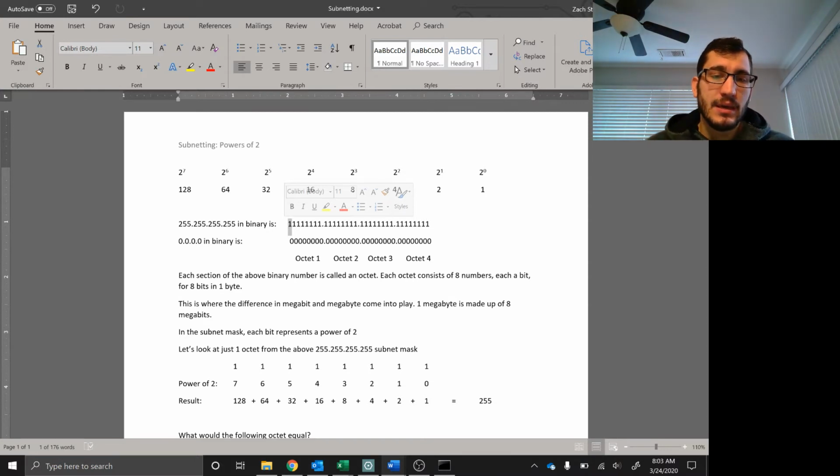If you have a 1,000 megabit download, that means in terms of storage you can download at 125 megabytes per second. So if you're downloading a 1 gigabyte movie at 1 gigabit speed, it's going to take you 8 seconds.